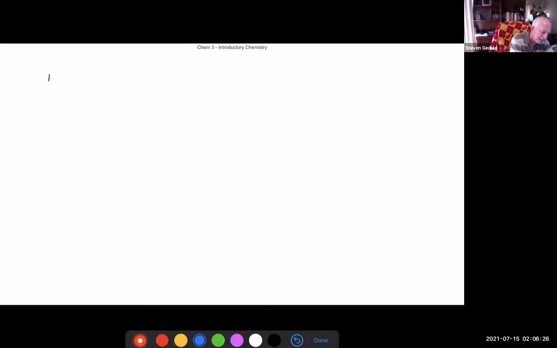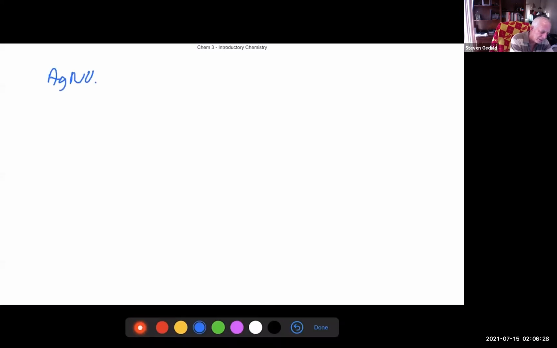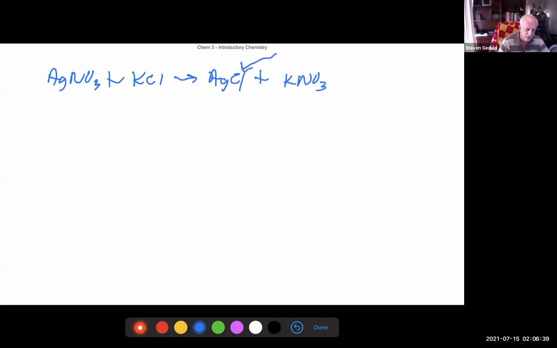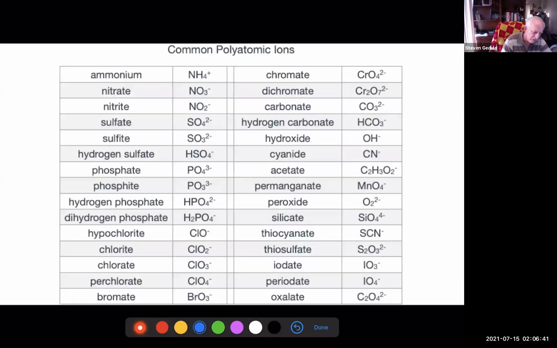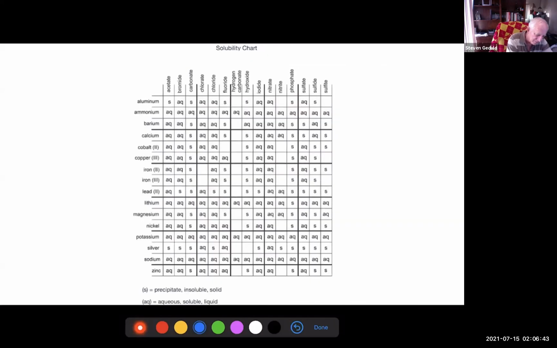Solubility. I lost my page here. It probably could put precipitation table, right? The solubility chart. Let me put it back up here. So we had AgNO3 plus KCl goes to AgCl plus potassium nitrate. And we know this is a precipitate on our solubility table. If we look at the solubility table, we look at silver and we find nitrate. Silver nitrate is right here, right?